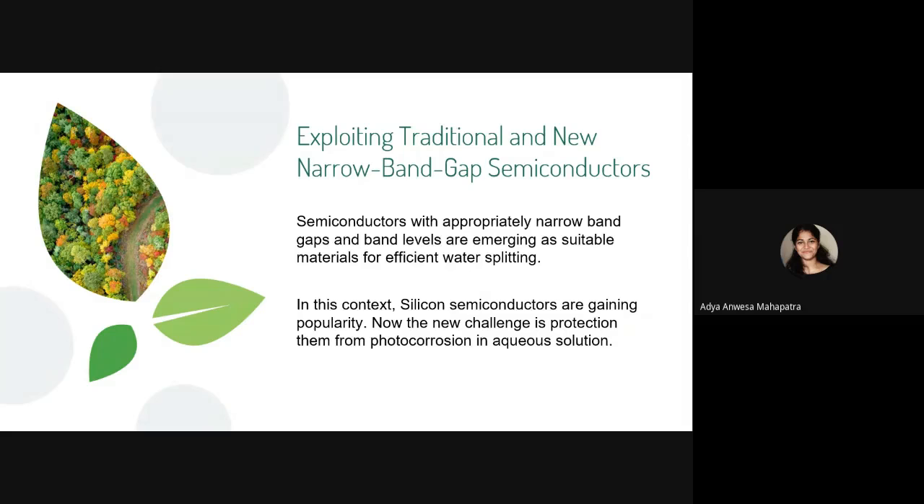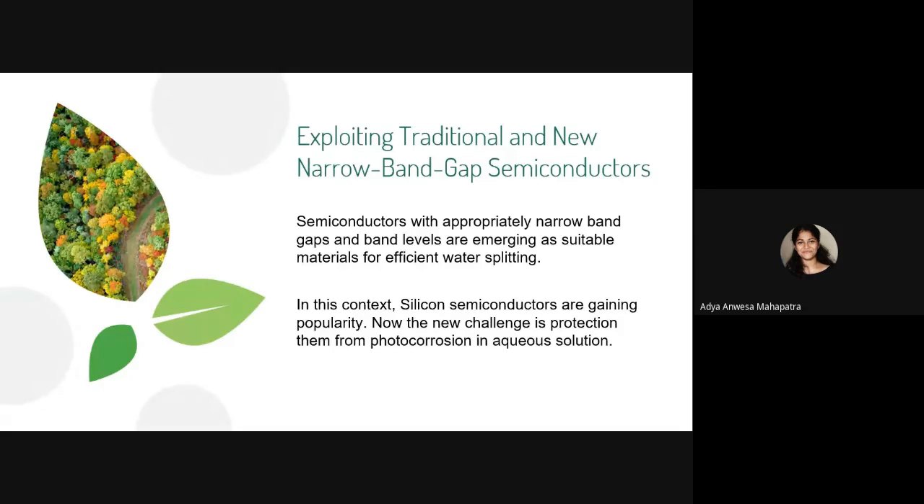Since we were talking about band gaps while discussing heterojunctions, it is worth mentioning that narrow bandgap semiconductors have been seen to effectively show water splitting. This is because the narrower the band gap, the easier it is for the electron to jump from the valence band to the conduction band. Semiconductors with appropriately narrow band gaps and band levels are especially good for water oxidation and reduction.